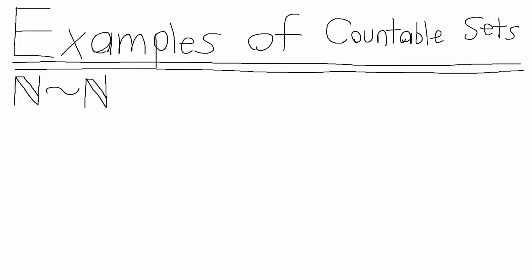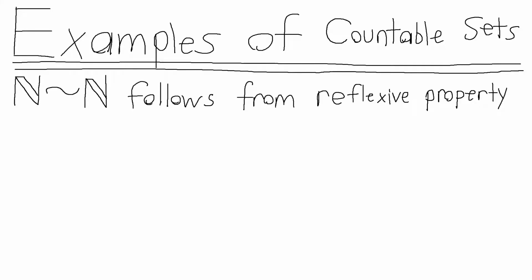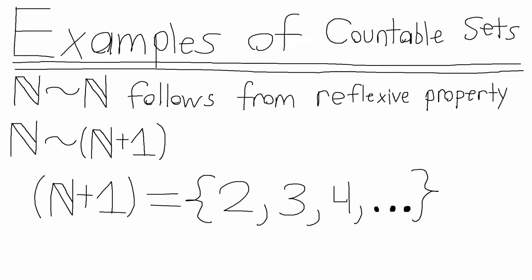Now let's look at some examples of countable sets. Of course, the natural numbers are countable, following from the reflexive property. What's more surprising is that the natural numbers have the same cardinality if we remove the element 1. We can express this set as the natural numbers plus 1, because if we add 1 to every natural number, then we end up with every natural number except for 1. This function of adding 1 to every natural number is actually a bijection from the natural numbers to the natural numbers plus 1. For finite sets, removing a single element would definitely change the size of the set. But for infinite sets, removing a single element isn't significant enough to affect the cardinality. Infinity minus 1 is still infinity.